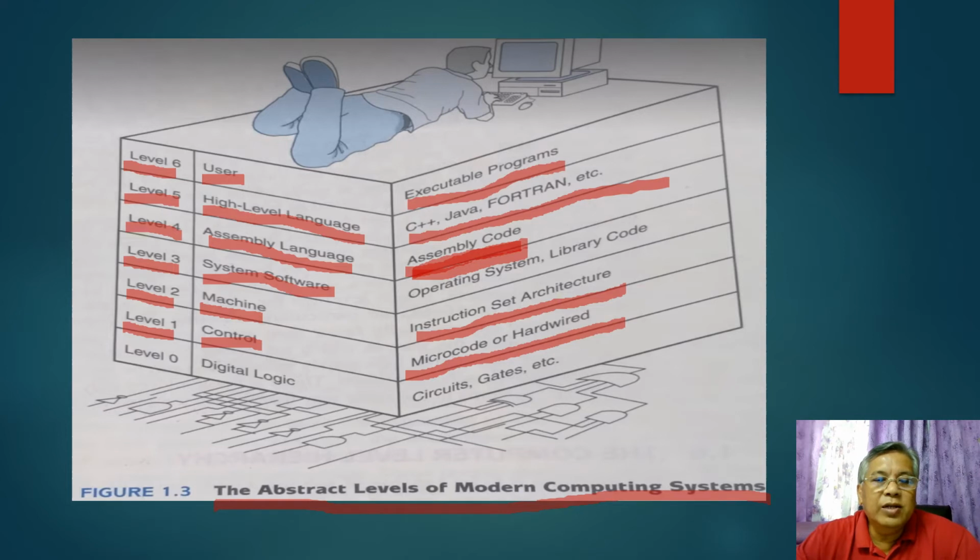Then the last one, level 0, is your digital logic. Everybody knows what digital logic is. It deals with AND gates, OR gates, and so on. And this digital logic consists of circuits or gates in the form of integrated circuits.